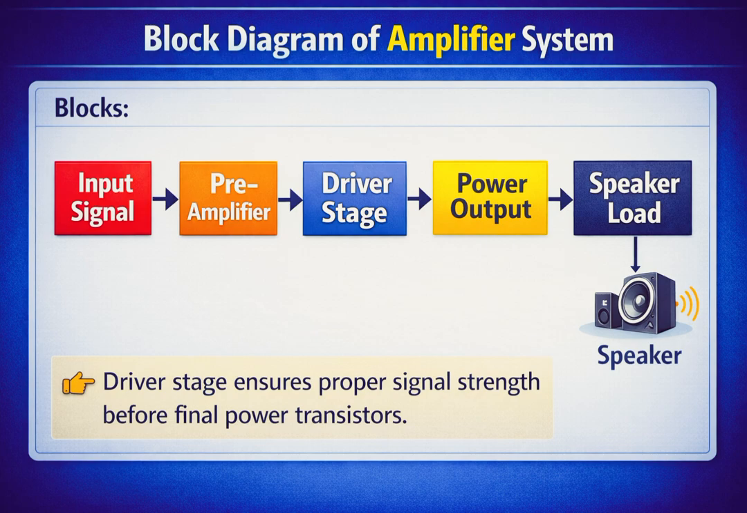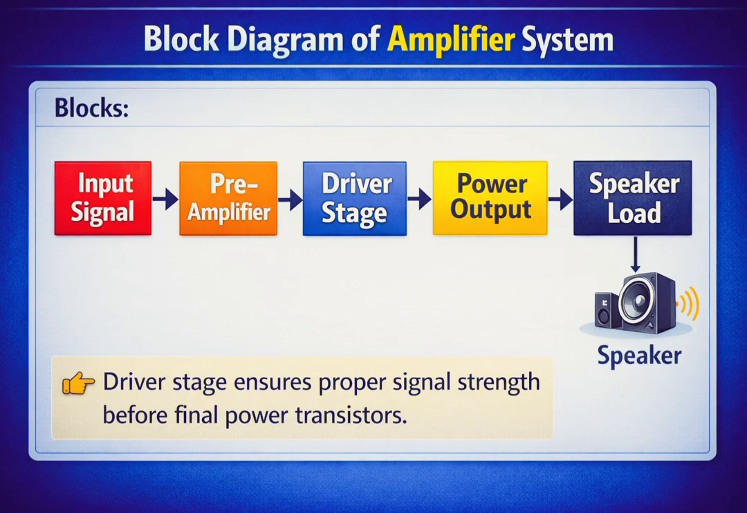The amplifier consists of 5 main blocks. First is the input signal. This signal may come from a microphone, mobile phone, music player, or audio mixer. Second is the preamplifier. This stage amplifies very weak signals to a usable level. Third is the driver stage. This is the most important stage that increases the signal strength and prepares it for the final power stage.